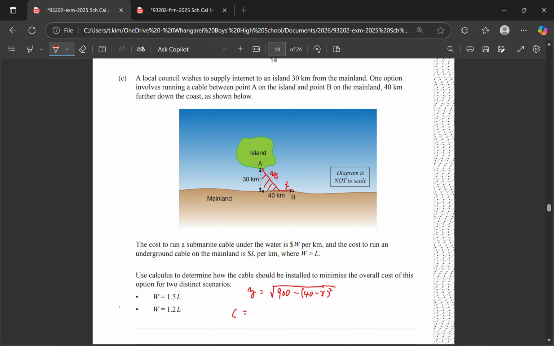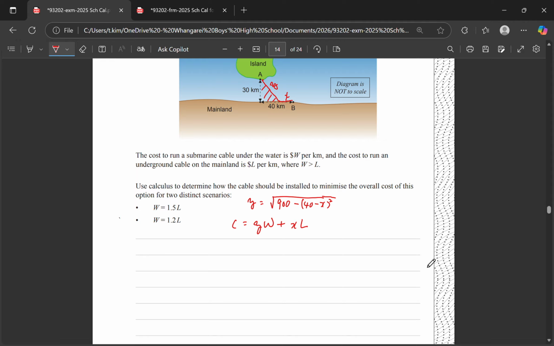It says under the water is $W, so it's got to be YW plus under the land is $L, so it should be XL. And then we have to differentiate to minimize the cost. However, we have too many variables here. So first of all, let's deal with this.